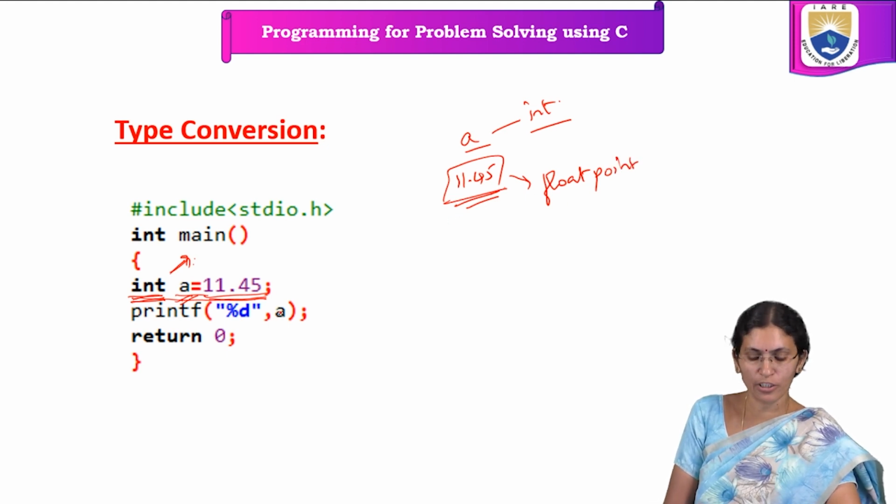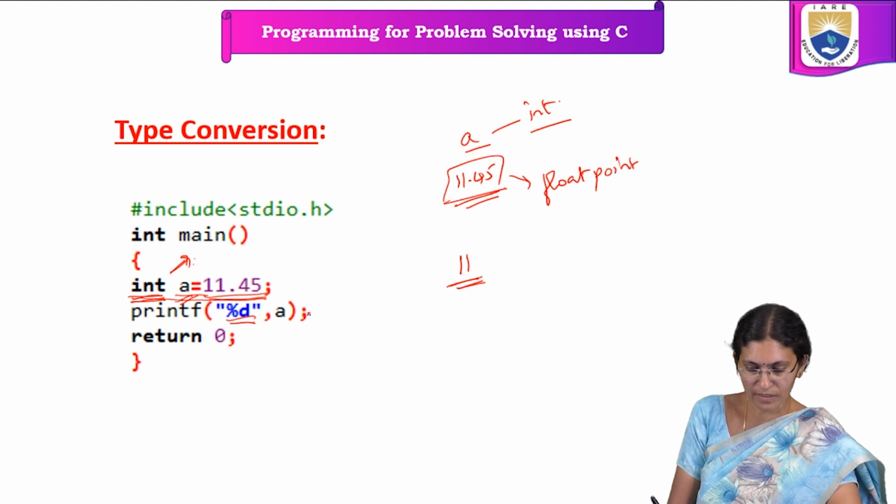Now, if you try to print the value of A with the help of the format specifier, in the printf statement we have used the format specifier %d, comma, followed by the variable name. It will print the value of A as 11. So why is this happening? It will print the value of A as 11.